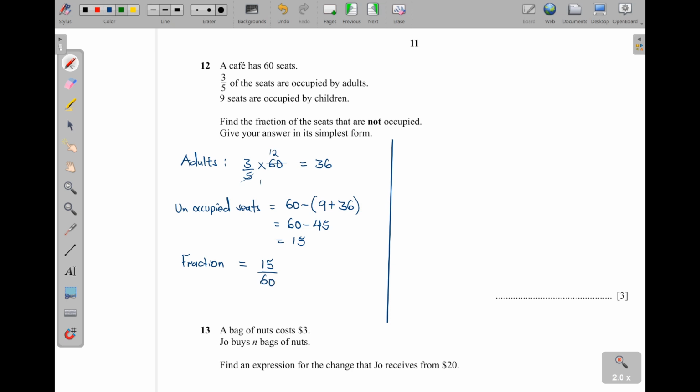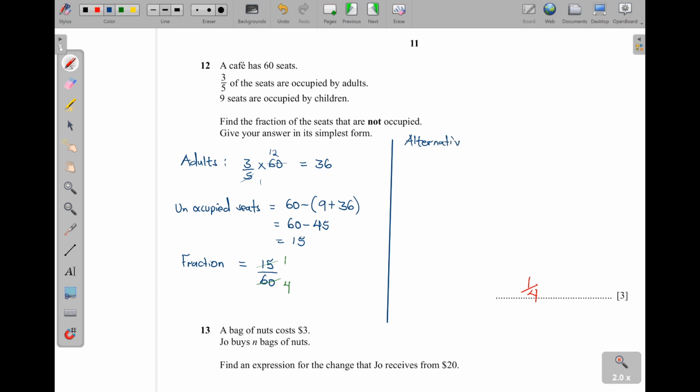And 15 goes into 60. So 15 by 15 we get 1, and 60 by 15, we get 4. And they said we give our answer in the simplest form. So this is the only correct answer: 1/4.